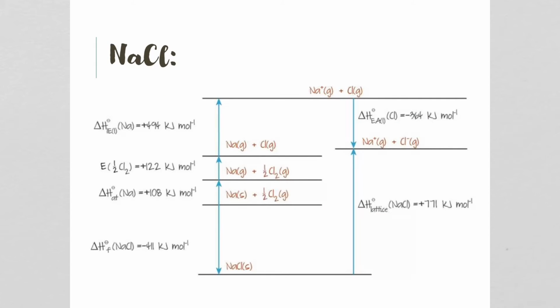This is a Born-Haber cycle for sodium chloride, and you can see that all of the enthalpies are here. If you take a look, some of them are endothermic, they have positive energies. Some of them are exothermic, like so. The lattice enthalpy here is endothermic. So to determine the lattice enthalpy, we do the following.